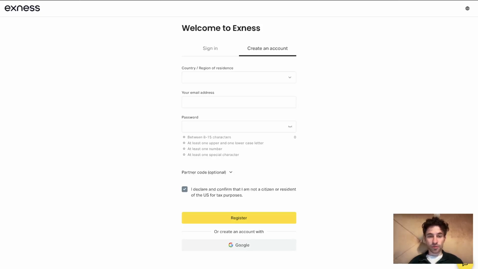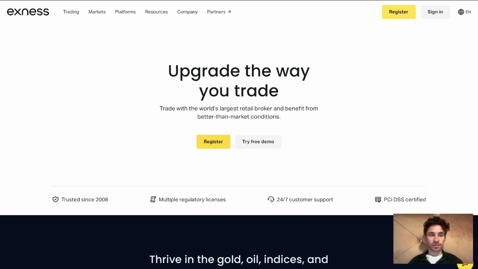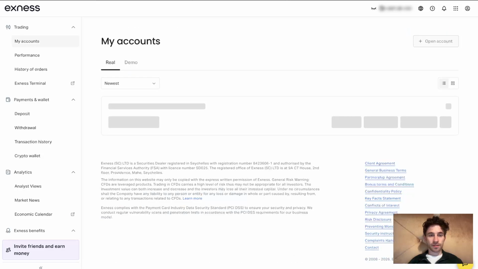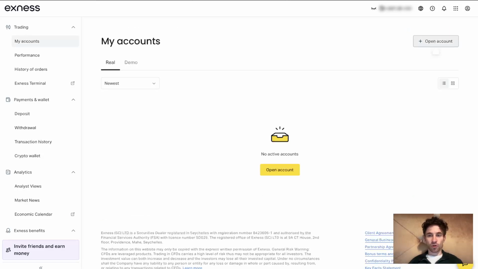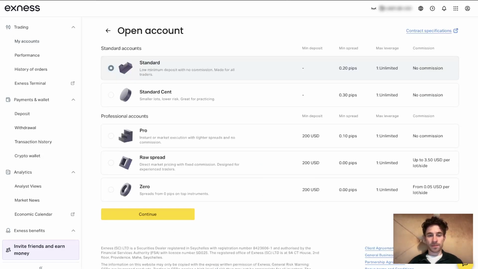You will notice that you can't select your account type on this screen, and that is exactly what we are looking for. Because once you create your account, it's going to take you over to an area that looks like this. So all you do is click on open account, and then you can choose the account that you would like based on the fees that we are going to discuss in this video.